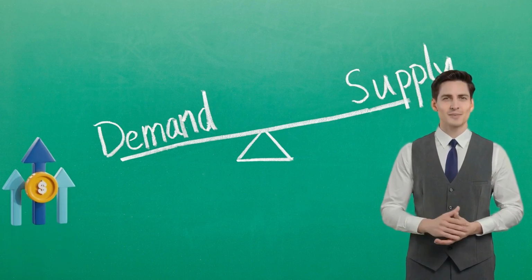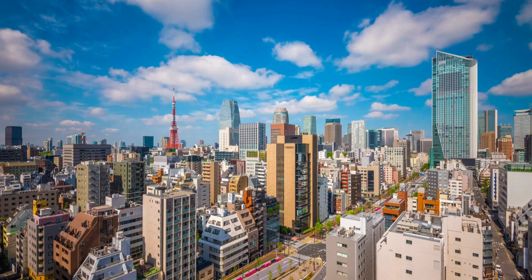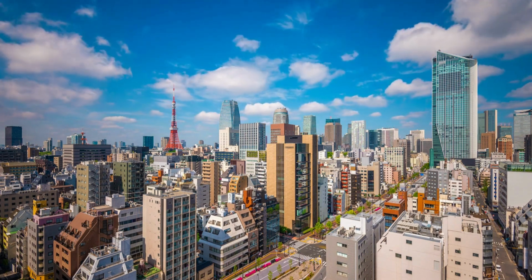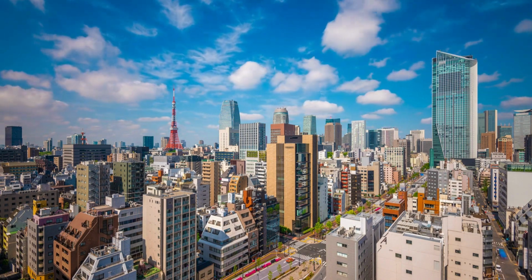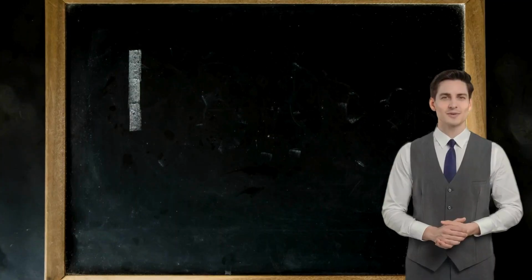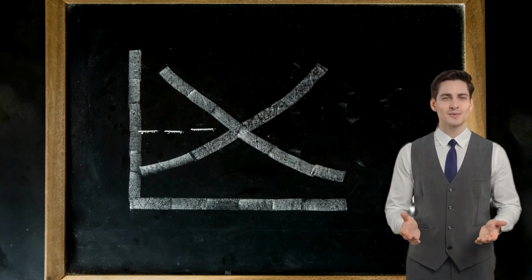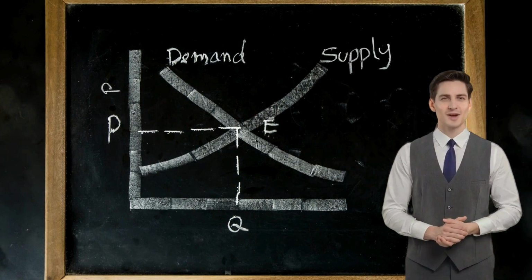According to the law of supply and demand, when demand exceeds supply, prices rise. In Tokyo's housing market, the high demand from a growing population collides with the limited availability of land and strict regulations, causing prices to soar. As a result, Tokyo experiences significant price hikes in its housing market, reflecting the fundamental principles of supply and demand at play in the economy.